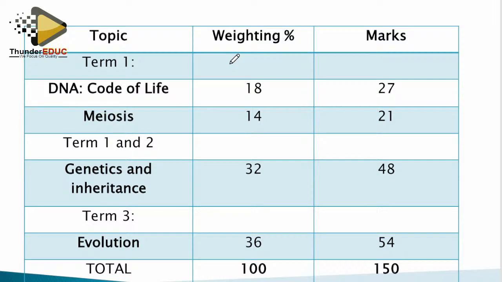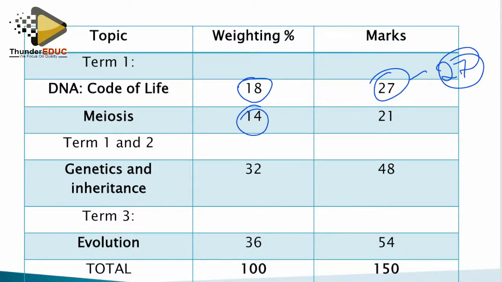Number two, we're going to look at meiosis. Exactly the same thing as we said. So if you look at DNA code of life, it has 18%, which is 27 marks. These 27 marks are easy to get. So we shall see how we're going to get these 27 marks.